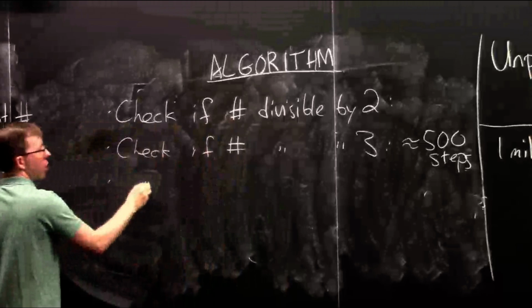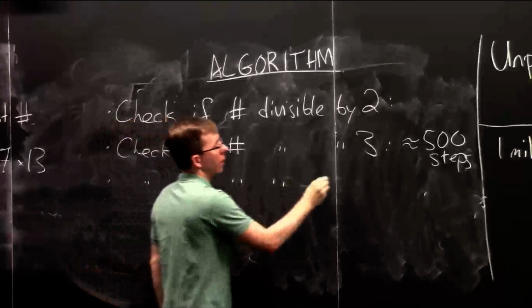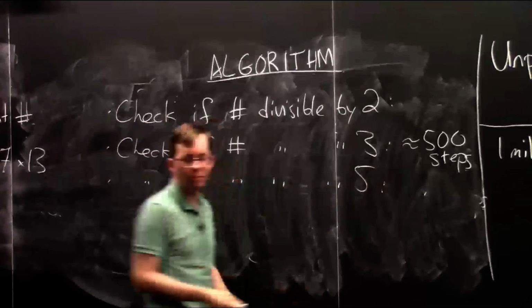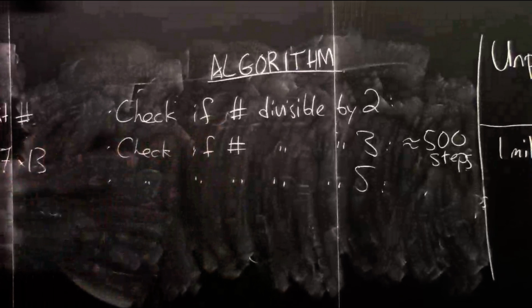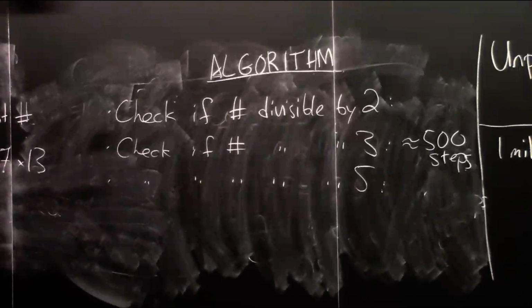Okay, and then you can check if the number is divisible by 5. I guess you may as well skip 4, once you know it's divisible by 2 or not. Actually, let's slightly change the problem. Instead of trying to find the prime factorization of the number, let's just try to find one factor of it. It's basically a similar problem.